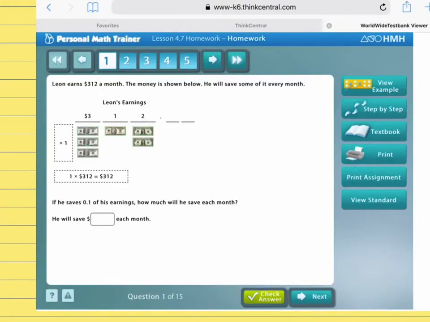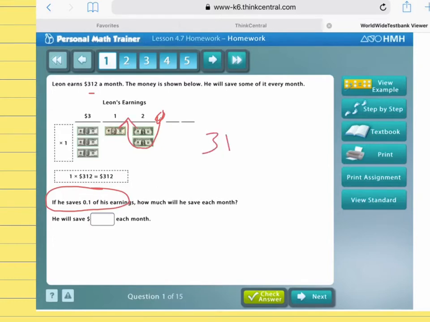Leon earns $312 a month. He's going to save some of it. If he saves 1/10 of his earnings, how much will he save? So let's think about this in terms of digit shift and decimal shifts. What is 1/10 of, which is times, 312? So think about that decimal. You're going to get 10 times smaller. So the decimal shift is one space to the left.